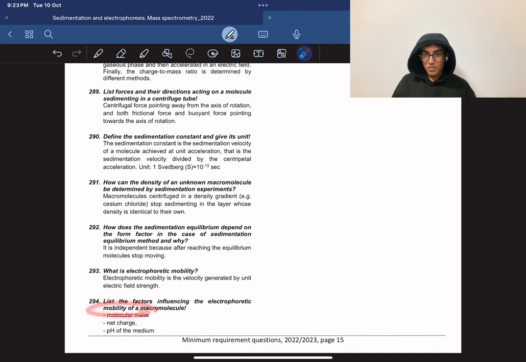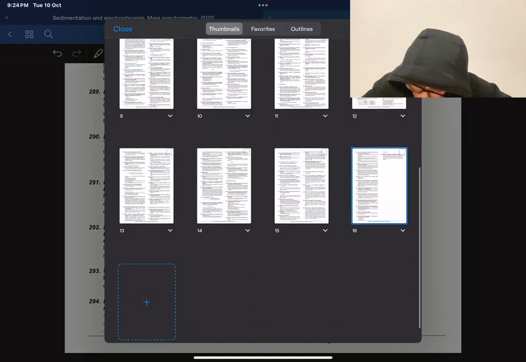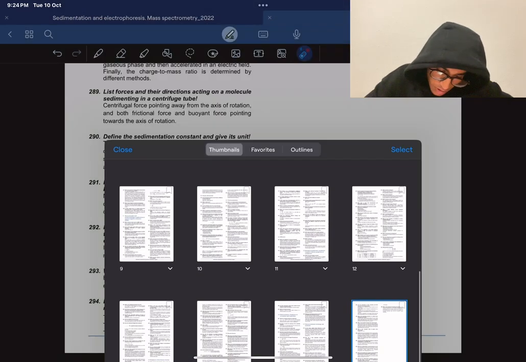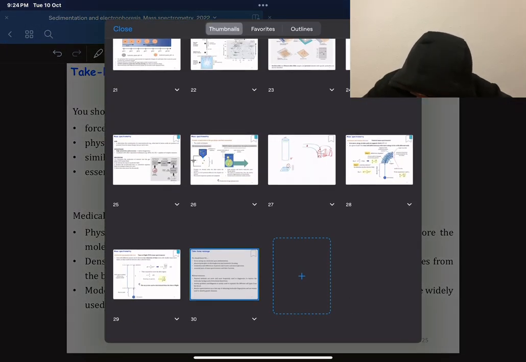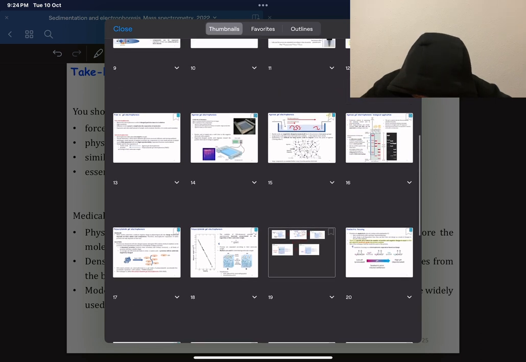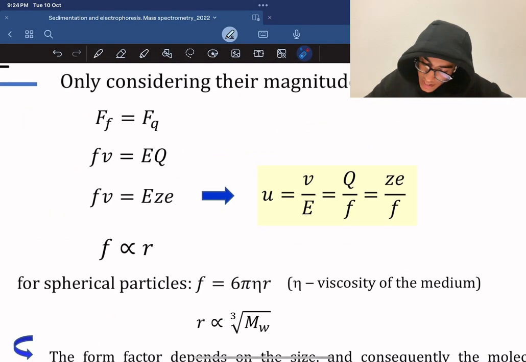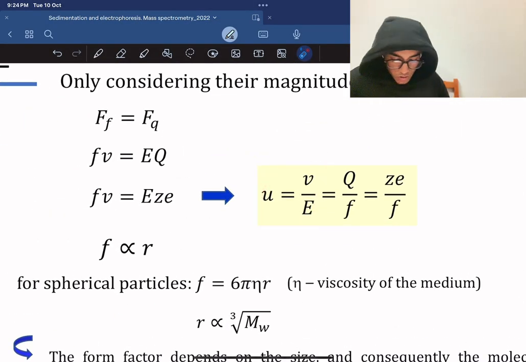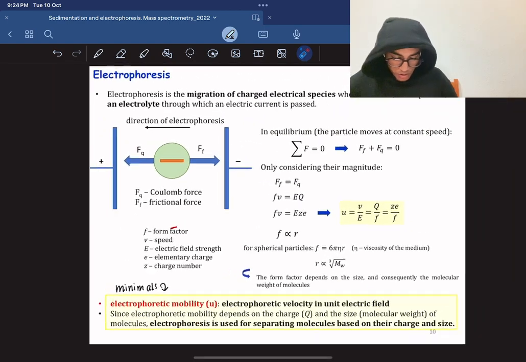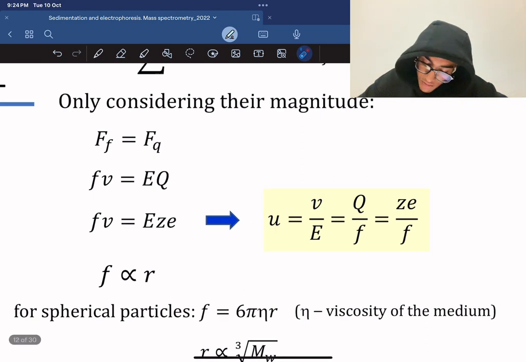Obviously, molecular mass, net charge and pH of the medium. But then let's go to the formula so that it's going to be easier for you to understand. Electrophoretic mobility is here. So you can see that, of course, the mass matters. You get V over here, and V an electric field.